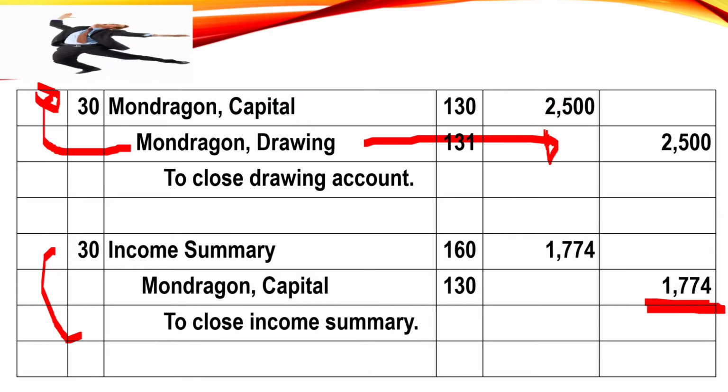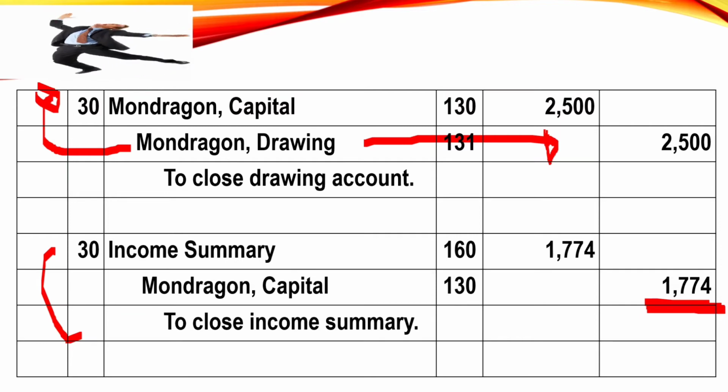Sure? That is our net income. So, net income, that is what we put there. Okay? The normal balance of capital is credit. Since there is a net income, it increased, so we credit 1,774. Debited by income summary, which is 1,774. Okay? This 1,774 is our net income.